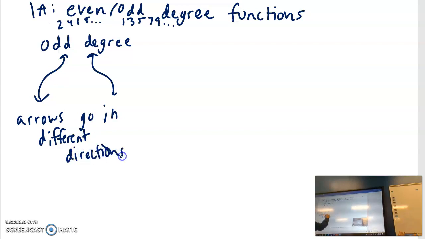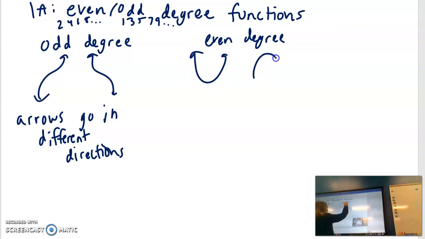Now, if you're talking about even degree, your arrows will go in the same direction. So usually you have two arrows going up or two arrows going down. And again, these are the generic drawings of it, okay? Like a happy face, sad face. Or if you're to think of those weird face structures that they're going in different angles, that would also be even degree. So arrows are same direction.